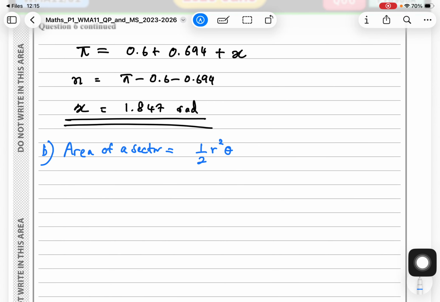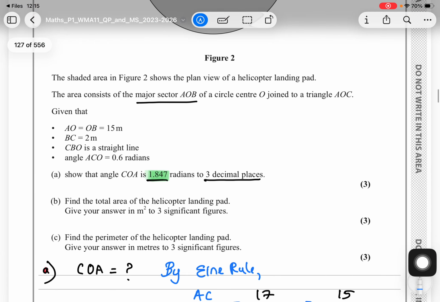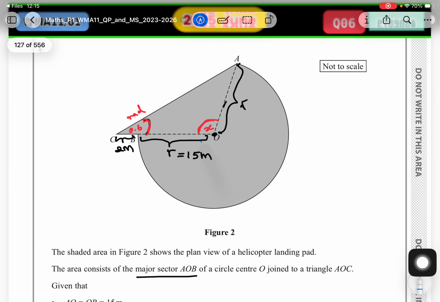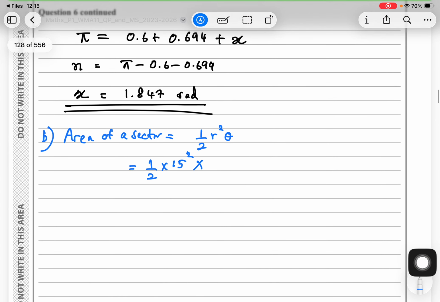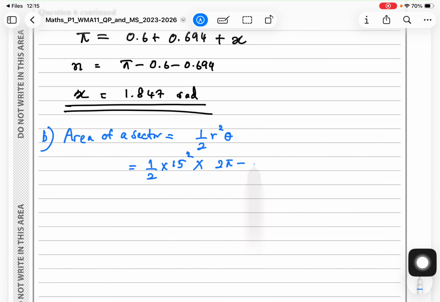Right, and also for the triangle. So anyway, come back to triangle later. Here it's half into radius, which was 15 squared, and theta. Okay, theta is this value, which we know is 2 pi minus x. So we know it's going to be 2 pi minus 1.847. So we can easily get the answer there.